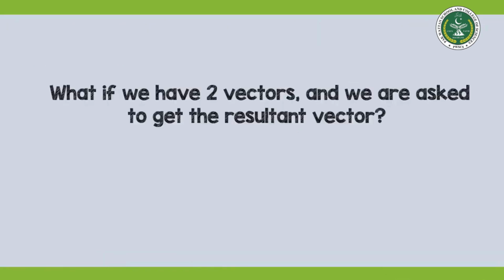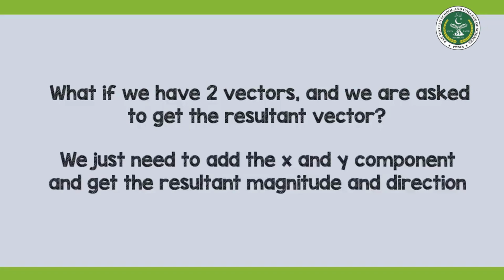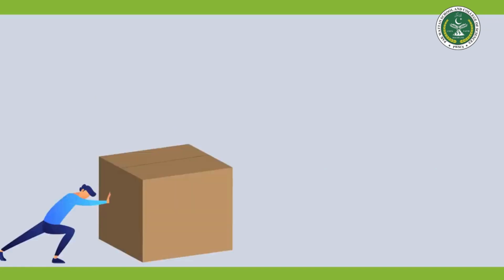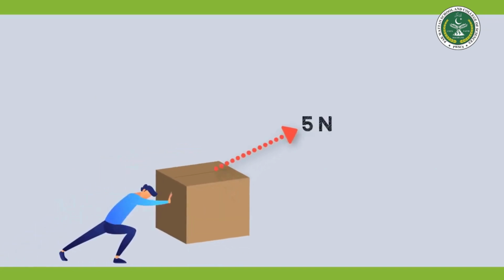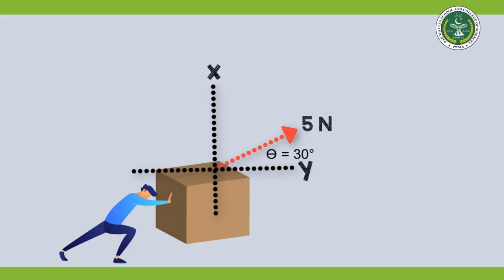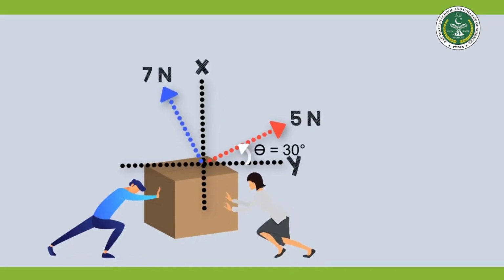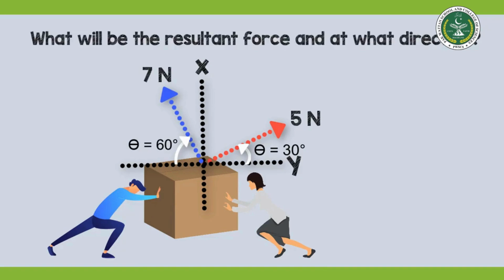Next, what if we have two vectors and we are asked to get the resultant vector? We just need to add the x and y components and get the resultant magnitude and direction. For example, suppose you applied a 5 Newton force on the box at an angle 30 degrees counterclockwise from the positive x-axis, and your sister applied also a 7 Newton force on the box at an angle 60 degrees clockwise from the negative x-axis. What will be the resultant force and at what direction?